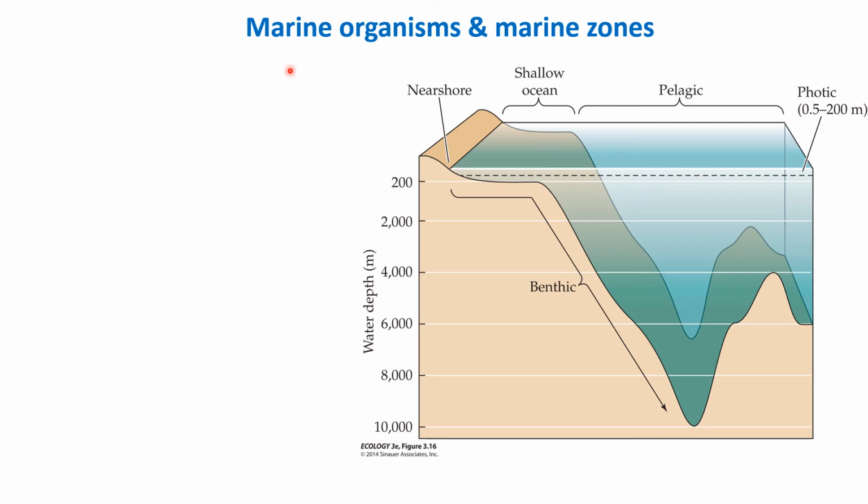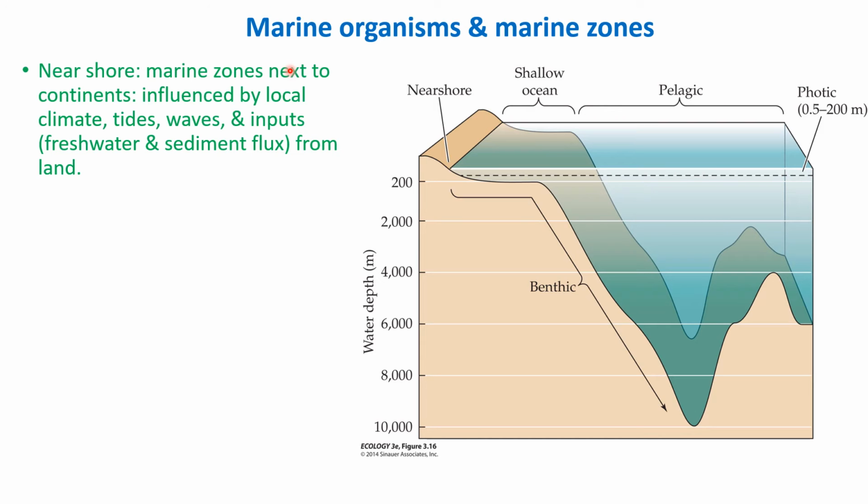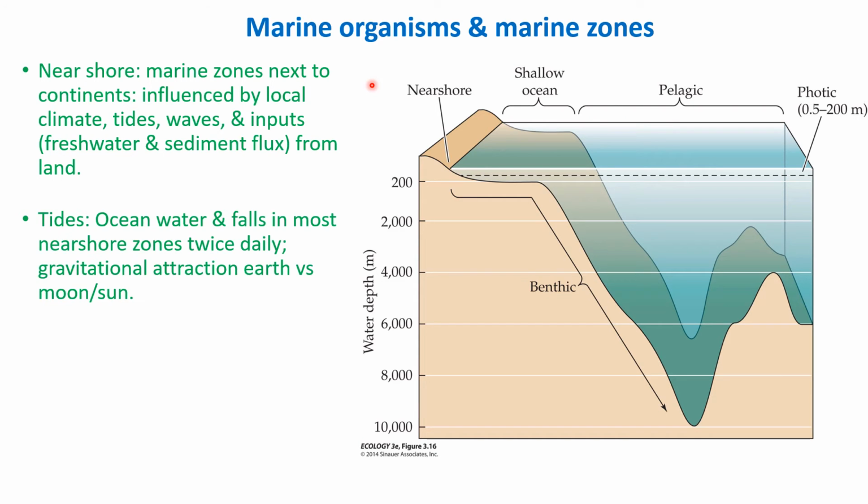Okay, now let's take a look at different types of marine environments and marine communities. First, the nearshore environment, which are the marine zones found immediately next to continents. These are heavily influenced by the local continental climate, the tidal actions, wave actions, and also inputs or influxes from fresh water through rivers, in the form of riverine flow as well as sediment flux.